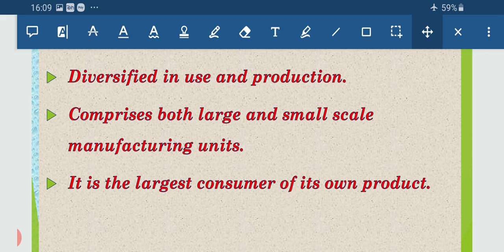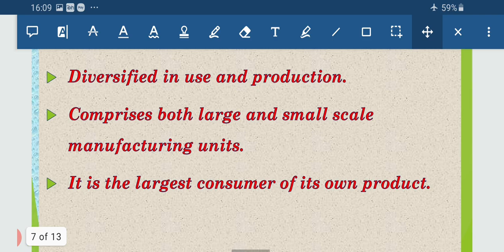And lastly, it is the largest consumer of its own product. Now a very common example: the chemical industry is producing caustic soda, and the chemical industry is also producing soap. So caustic soda is a finished product of a chemical industry, and it acts as a raw material to that same chemical industry, those who are producing soap. So that is why it is said that it is the largest consumer of its own product.